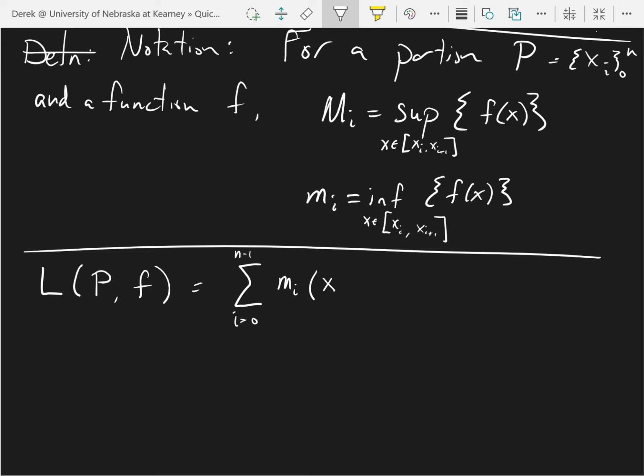I have x_(i+1) minus x_i. Okay, so that's the first rectangle, that's the width. This would be the width of the ith rectangle, and this would be the lower height, or the minimum value in that width. This is the lower integral of the function on the partition.